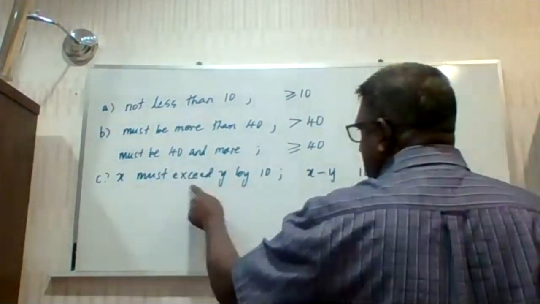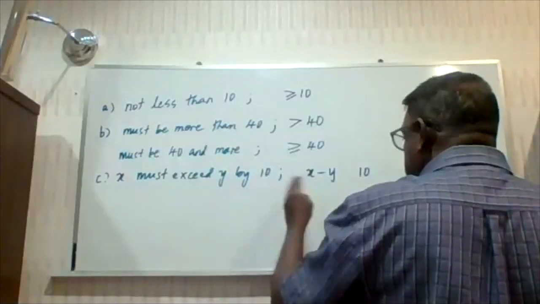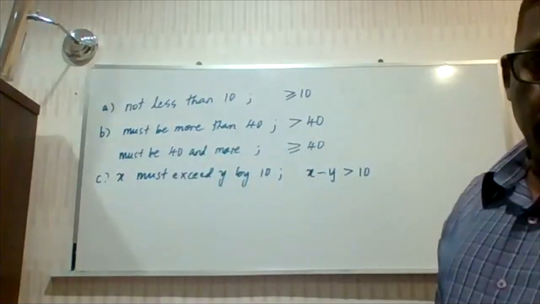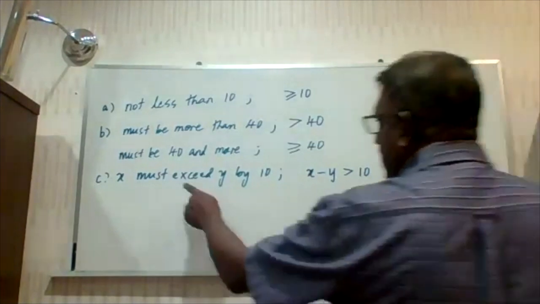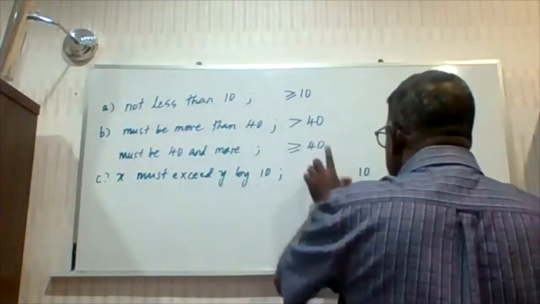10. So what symbol do I put in here? X must exceed Y by 10. Must exceed means greater than. Can it be equal to 10? No, it cannot be equal to 10. So this is must exceed Y by 10. Sorry, by 10 means equal sign.